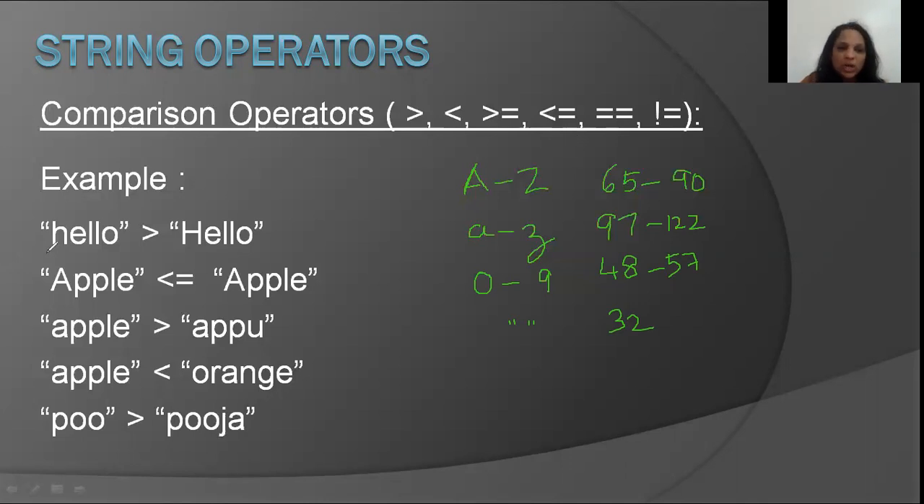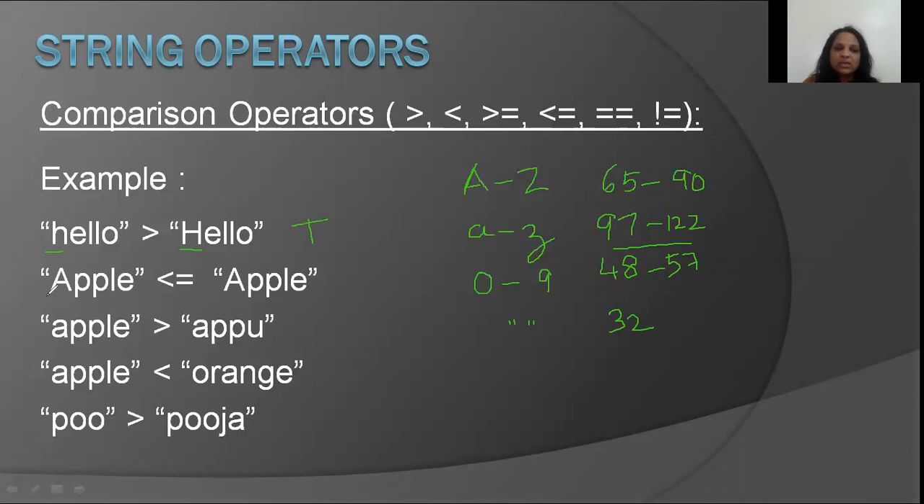Now, what is going to happen? It's going to be comparing H with H. Now, is the ASCII value of capital H going to be greater than small h? Yes, because is the ASCII value of small letter h or lowercase h going to be greater than capital H? Yes, because small comes in this range, capital comes in this range. So this is going to give me true.